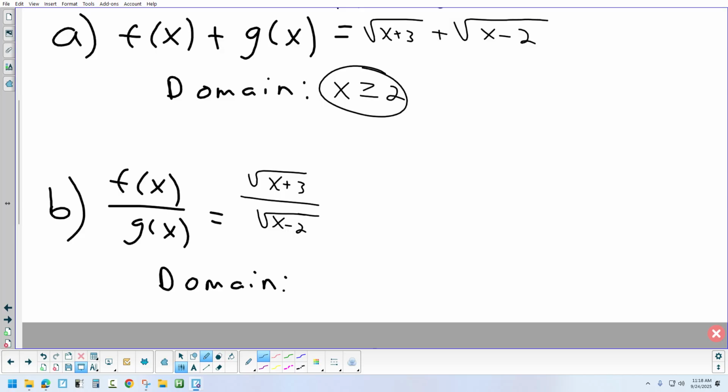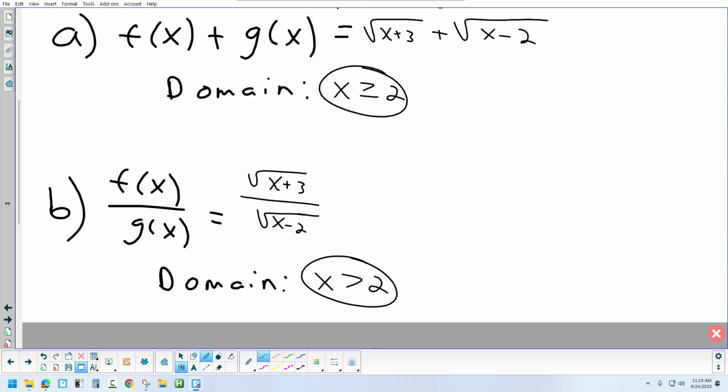If you say the domain is everything 2 and higher, that is the overlap. But the problem is if you plug a 2 into the denominator, you would be dividing by 0. We can't do that. So small change in the domain, but it's kind of important. Okay, this time it's just higher than 2. Any question why the domain was different in that one? That generally happens when you do division. You've got to watch out for dividing by 0.